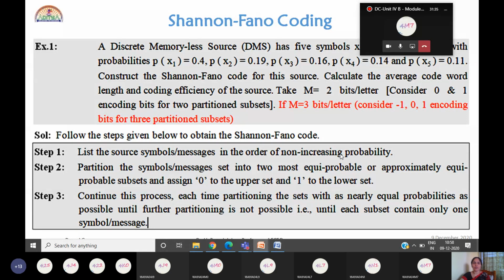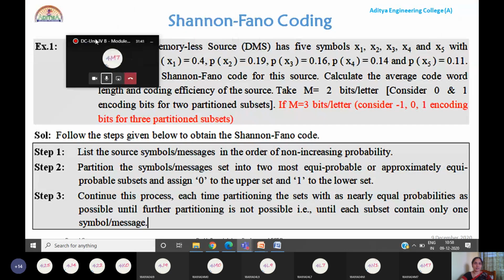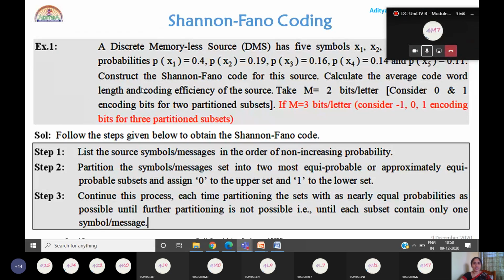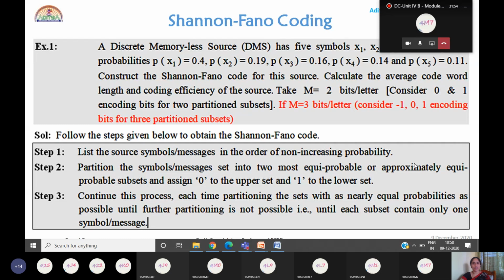And certain equations you need to remember, that is, the efficiency calculation. Now, all of you please remember the 3 steps. Another thing is these problems are very, very important for your examination. A certain number of probability values will be given to you, and you need to calculate the efficiency by using the Shannon Fano encoding process.